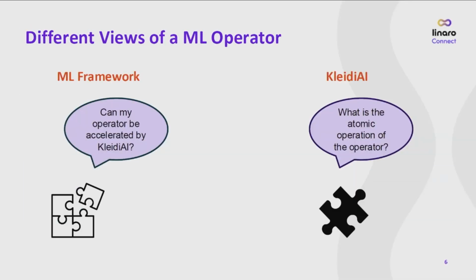That said, the way that we look at a machine learning workload is very different from how a framework looks at it. If you're a framework developer, or if you're just dealing with ML models, you look at a model as operators. I've got 20 operators in this model, and that's how a framework looks at it. So a framework would ask, how can my operator be accelerated by KleidiAI? But we don't look at it like that. We look at it as, what is the underlying core operation of the operator?